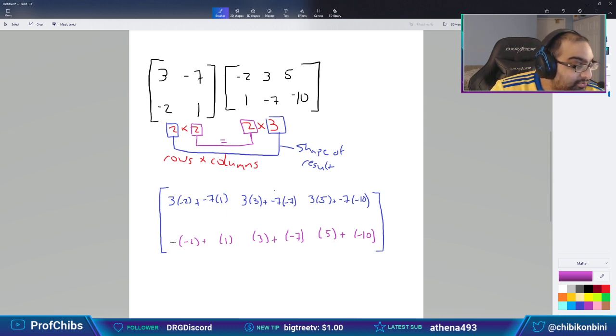And all I need to do is, the numbers that I'm going to multiply them with, respectively, are going to come from the second row, because this is the second row. All I'm going to do is tack on here the -2 and 1.